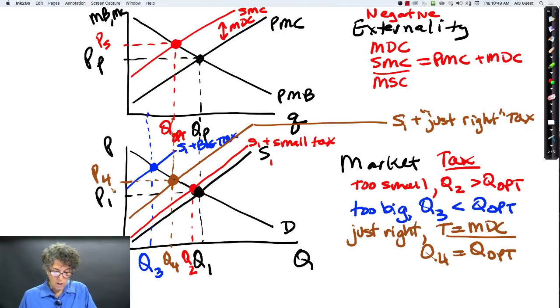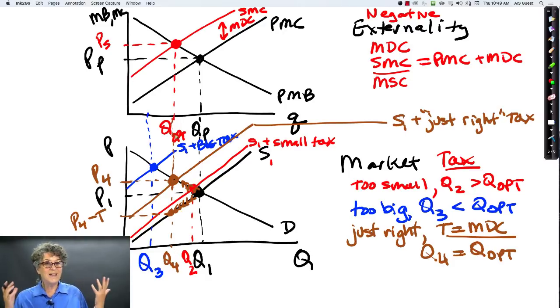That's the price that the buyers have to pay, and because they're paying a higher price, the buyers are moving along their demand curve. They don't want to buy as much of the product. The sellers are remitting that tax to the government, and so what the sellers are keeping is the price P4 minus the tax. Because they're keeping a smaller price, the sellers are not willing to produce as much of the product. The amount that they're willing and able to supply is quantity Q4, which remember was the optimal quantity. Voila, we've done it.